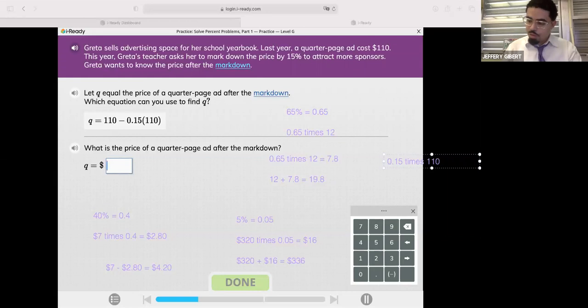0.15 times 110, that is 16.5. And then you do 110 minus 16.5, and that equals 93.5. So yes, you're correct. $93.50.